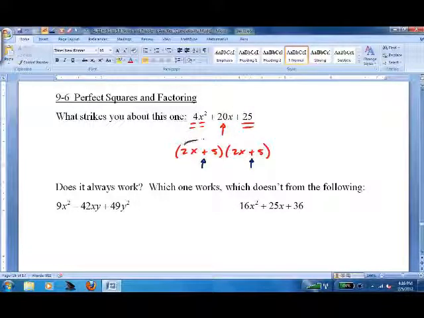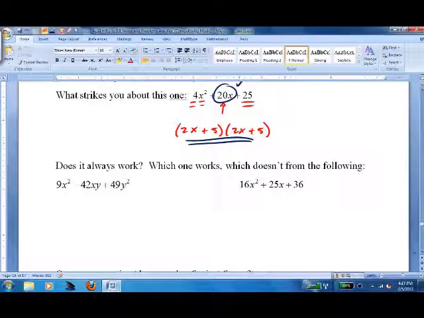So what you have to double check is do these terms and these terms together. 2 times 5 is 10x. 5 times 2 is 10x. 10x plus 10x is 20x. If it works, then you're good. Now, like I just said, you got to check, so make sure it works.